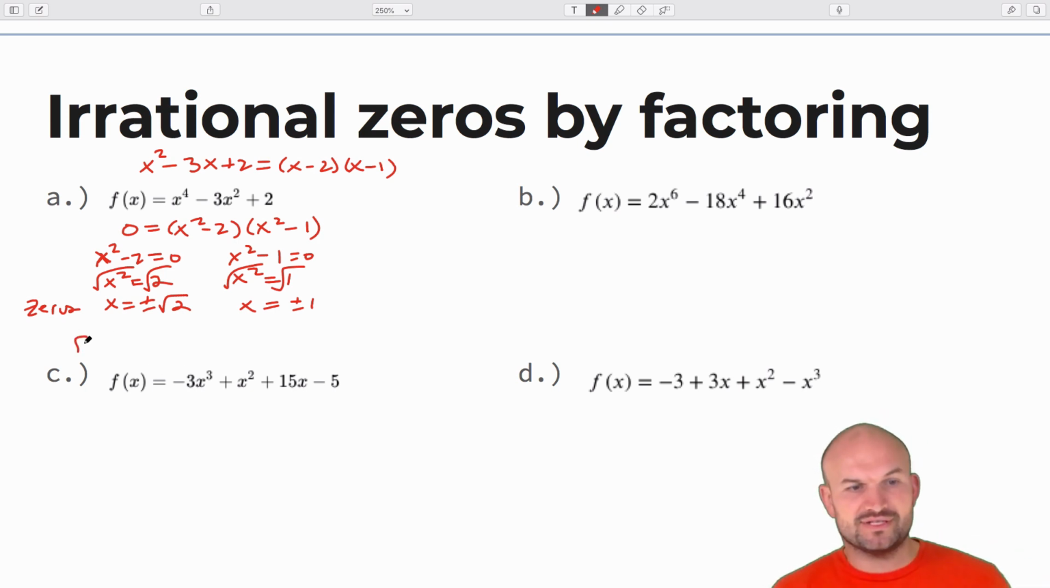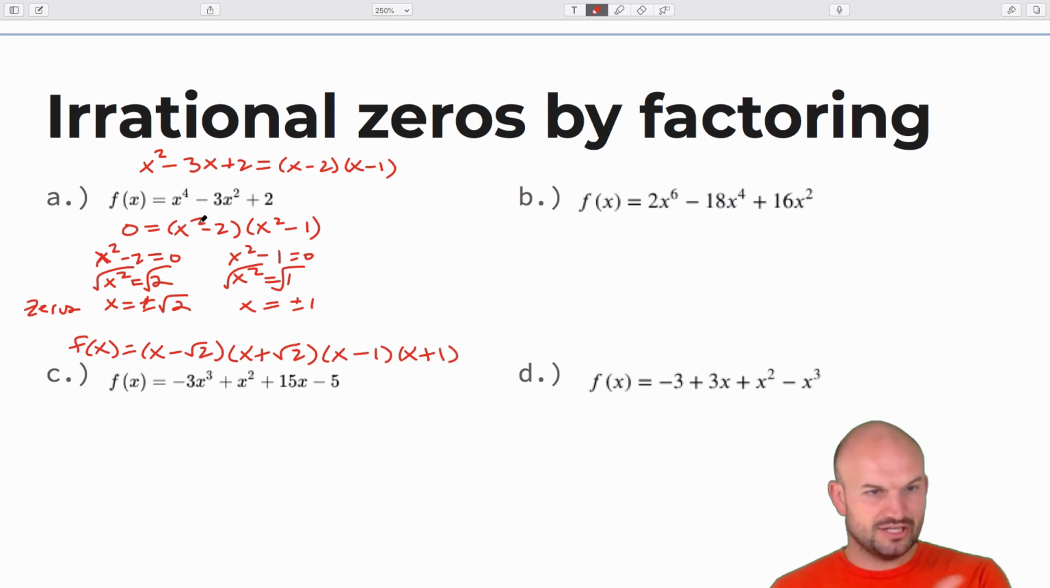Or if you think about this, if I was going to write those as factors, I would just have x minus the square root of 2 times x plus the square root of 2, and then times x minus 1 times x plus 1. But you can skip a lot of the steps. You can literally just factor these using difference of two squares, and you can see now that's just writing that in factored form. So it's the same idea.